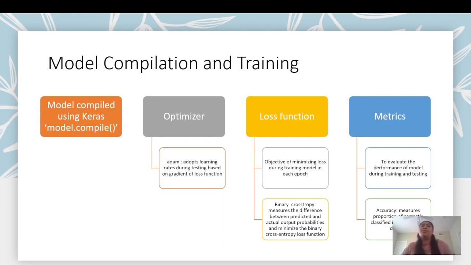For the compilation and training, the optimizer I have been using in this model is the Adam optimizer, because its learning rate is high, and it adjusts during training based on the gradient of the loss function. The loss function I will be using is binary cross entropy, as it measures the difference between the predicted and actual probabilities. Metrics are used during model compilation to evaluate the performance of the model. It is used both during testing and training, and accuracy basically measures the proportion of correctly classified images from the dataset.